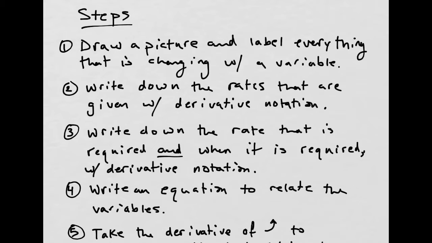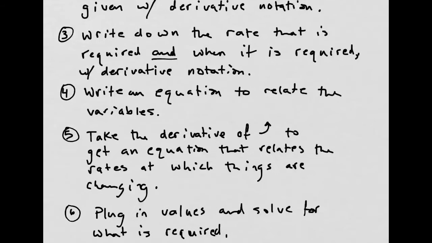Write down the rates that are given with derivative notation. That was the dV/dt. Usually it's going to be with respect to t. Write down the rate that is required. That was the dr/dt. And when it was required. We required the rate at which the radius was changing when the radius was 5.